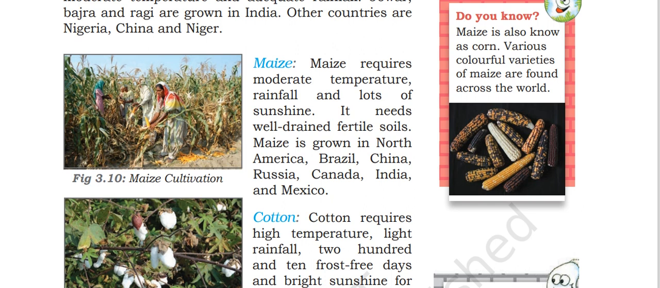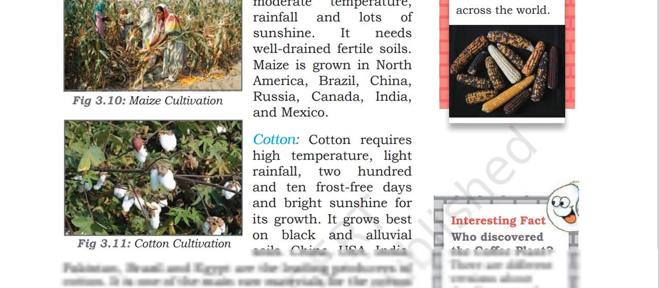Maize is grown in North America, Brazil, China, Russia, Canada, and Mexico. Maize is also known as corn. Various colorful varieties of maize are found across the world.